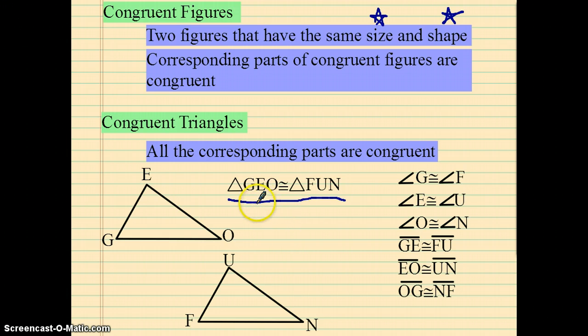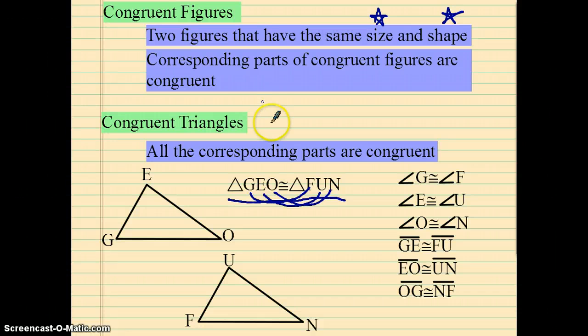Now, what do I mean by corresponding vertices? What I mean is that by telling you that triangle GEO is congruent to triangle FUN, G corresponds with F, and E corresponds with U, and O corresponds with N. What that means is G, the point G on the first triangle, is just like the point F in the second triangle. Point E is just like U, point O is just like N. Alright, so it's kind of like our roadmap here for our two congruent triangles or congruent figures. The corresponding vertices tell us the corresponding points on the figure.